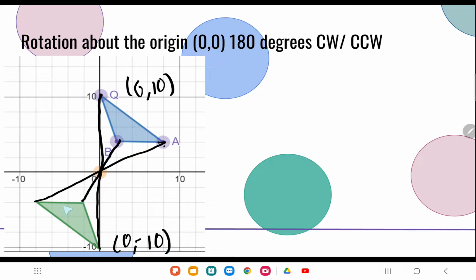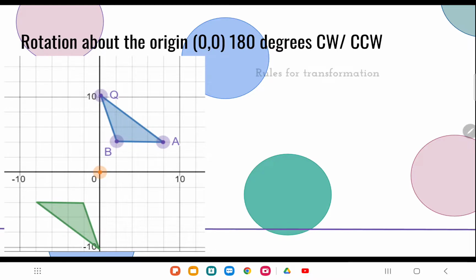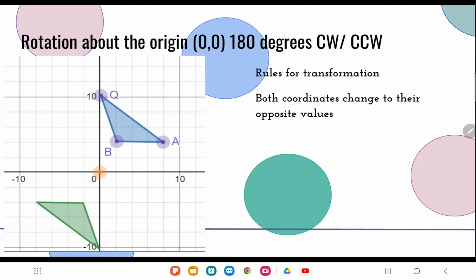I notice that B, in moving to B prime, changes from (1, 2) to (-1, -2), and A moves from (4, 2) to (-4, -2). So this is pretty easy. Fortunately, with 180 degrees, clockwise or counterclockwise doesn't really matter. They'll both end up at the same spot, and it's a super easy transformation. Both coordinates will change to their opposite values. (x, y) will change to (-x, -y).